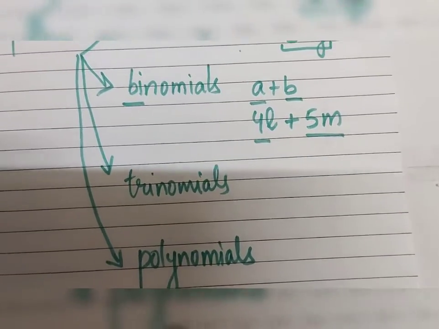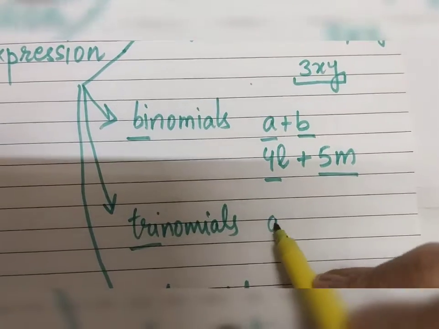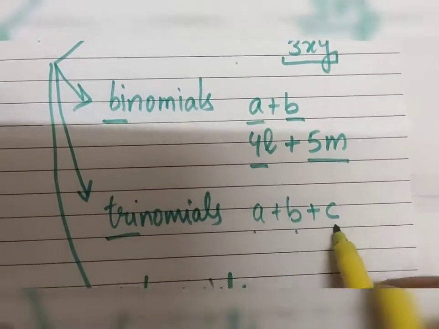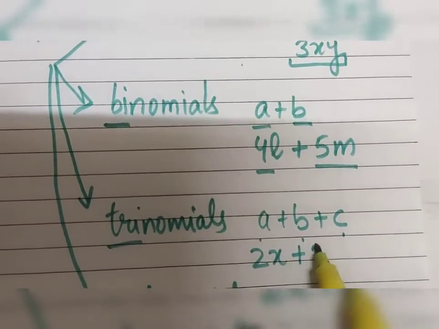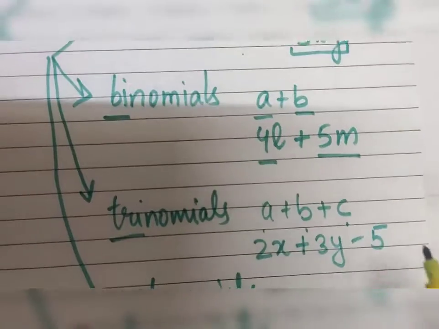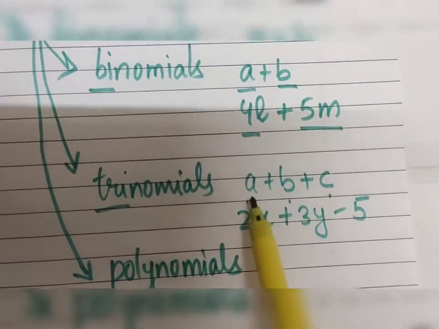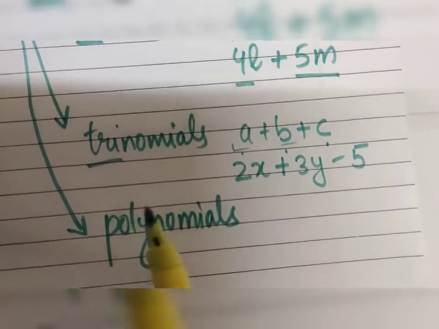Another type is trinomial. The term tri means 3, so we have 3 terms in a trinomial. First one is a, second one is b and third one is c. We can have another form like 2x plus 3y minus 5. It can be in addition or subtraction form, but we have to take 3 terms in a single expression, so we call it a trinomial.